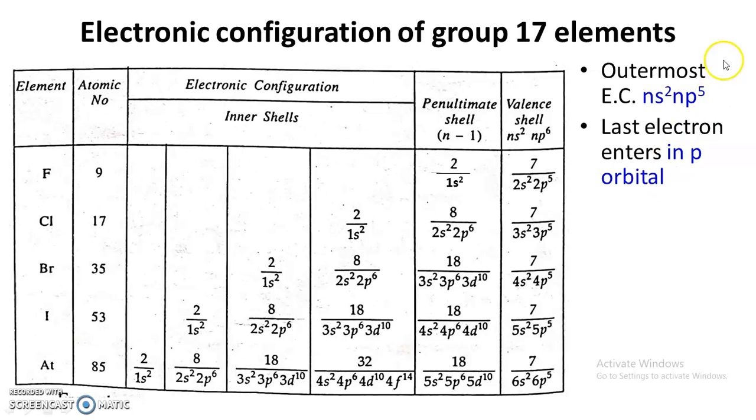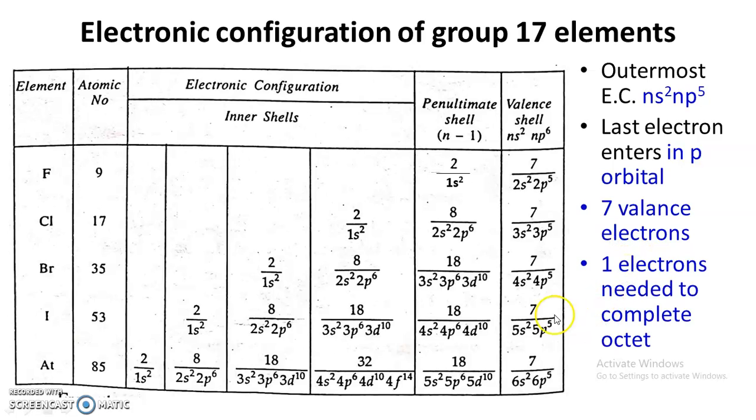It means the last electron enters the p orbital, and therefore these elements are placed in p block. And in the outermost shell there are 7 electrons. They require 1 electron to complete the octet, and they have a tendency to gain 1 electron, and they are highly reactive. Halogens are highly reactive and they acquire stability by means of completion of the octet.